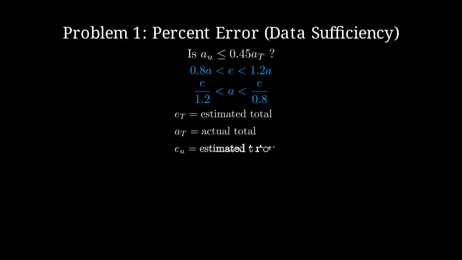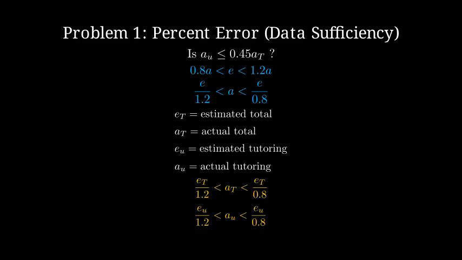Now, define variables. Let E sub t and a sub t be the estimated and actual total income, and E sub u and a sub u be the estimated and actual tutoring income. Both estimates have less than 20% error. So both actual values are trapped between estimate divided by 1.2 and estimate divided by 0.8.